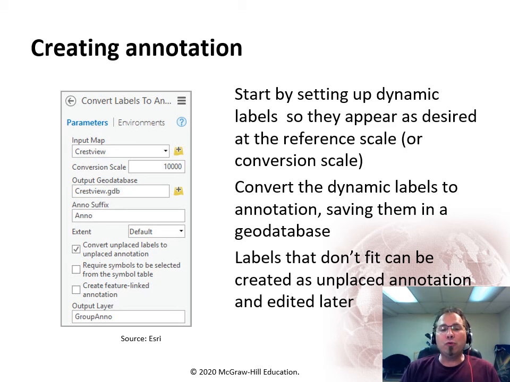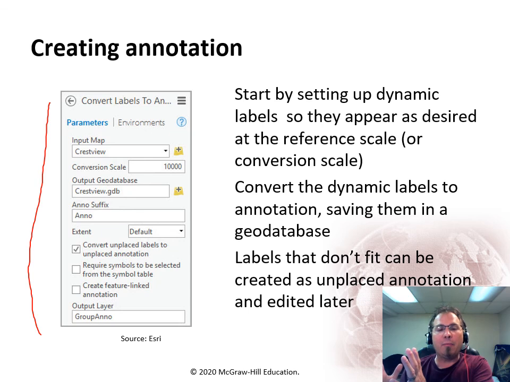Okay, when you do that, and here's the dialog box for that, you have some options like convert unplaced labels to unplaced annotation. By doing that, it allows you to pick and choose. If labels start to overlap, the program will say, hey, I have a conflict here. I'm going to set this one aside and put it in what's called unplaced annotation. And it'll do that for any conflicts that it comes across. Once you have those conflicts, they get placed in unplaced annotation, and then you have the option of what you want to do with them later on.